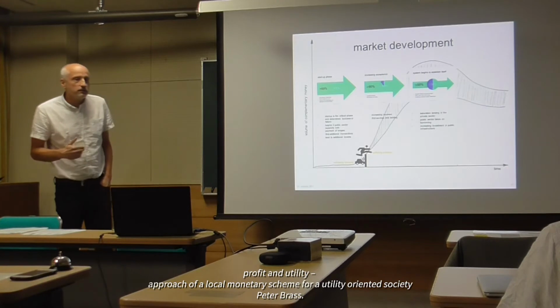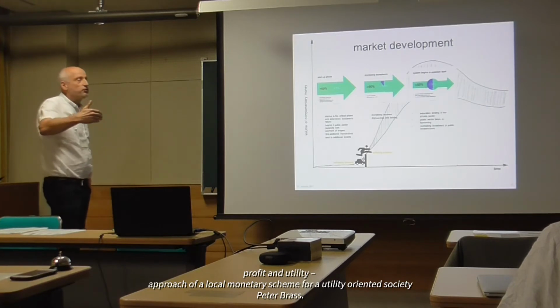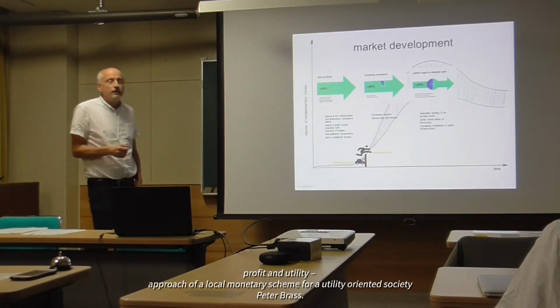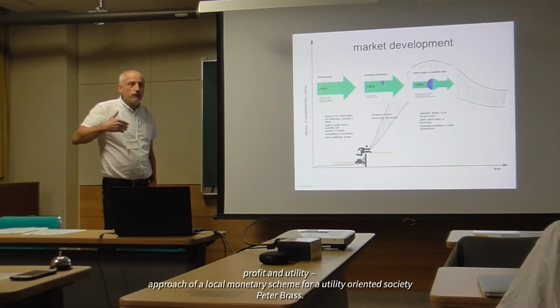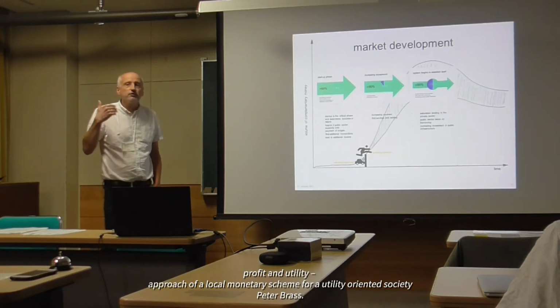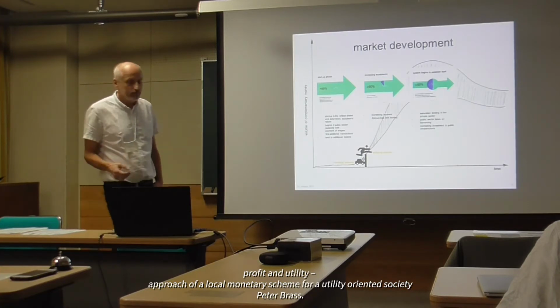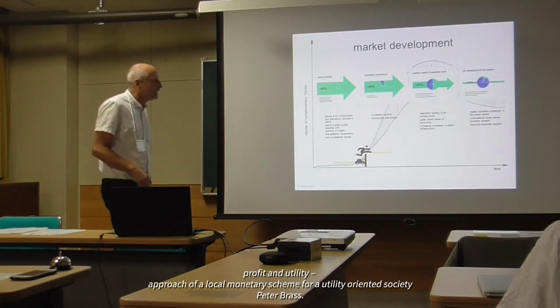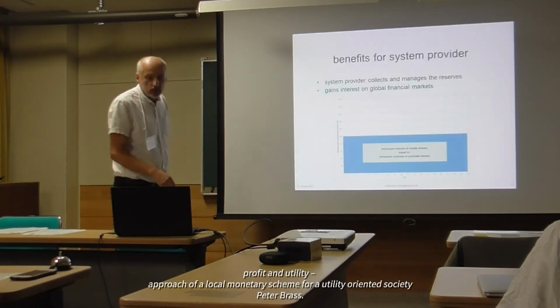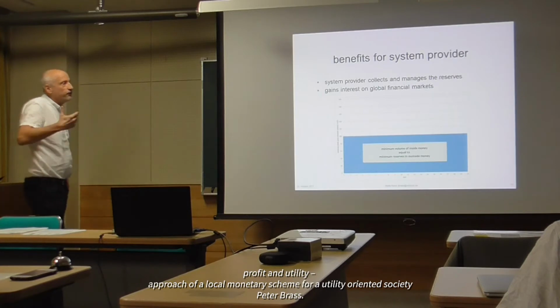And this allows us, that was the point where we want to be in the end. Yeah? This allows us, for example, to implement things like an unconditional basic income. Okay. So, now where is the profit in the system?